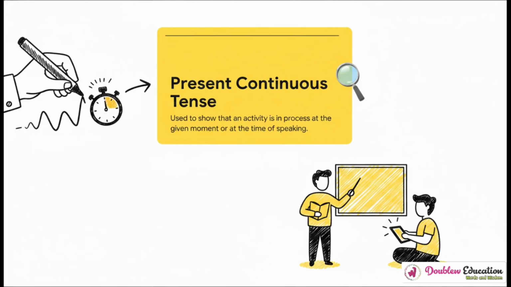So here's the most important thing to remember. If something is happening as we speak, we use this tense. Like right now, I could say, "The teacher is explaining the lesson," or "You are watching this right now." See? It's all about an action that's going on, it's in progress.